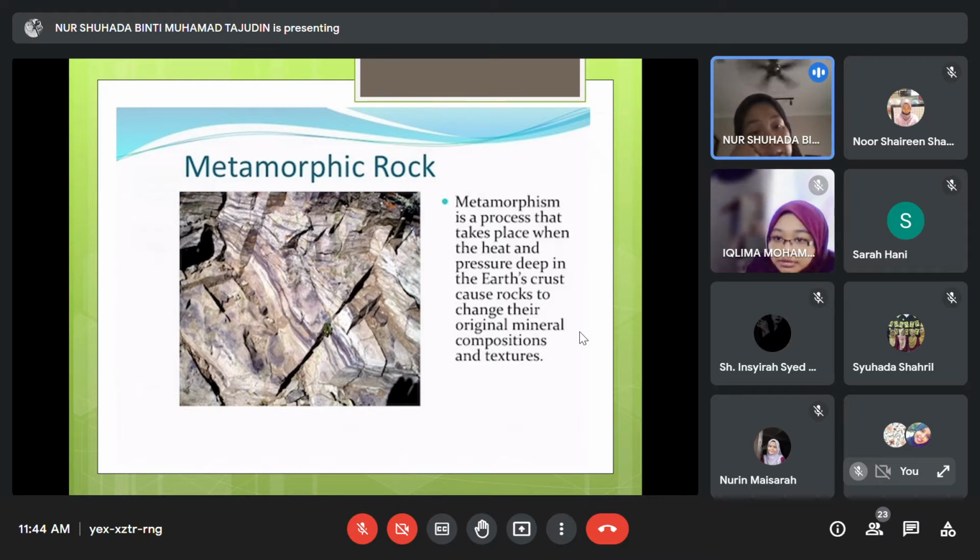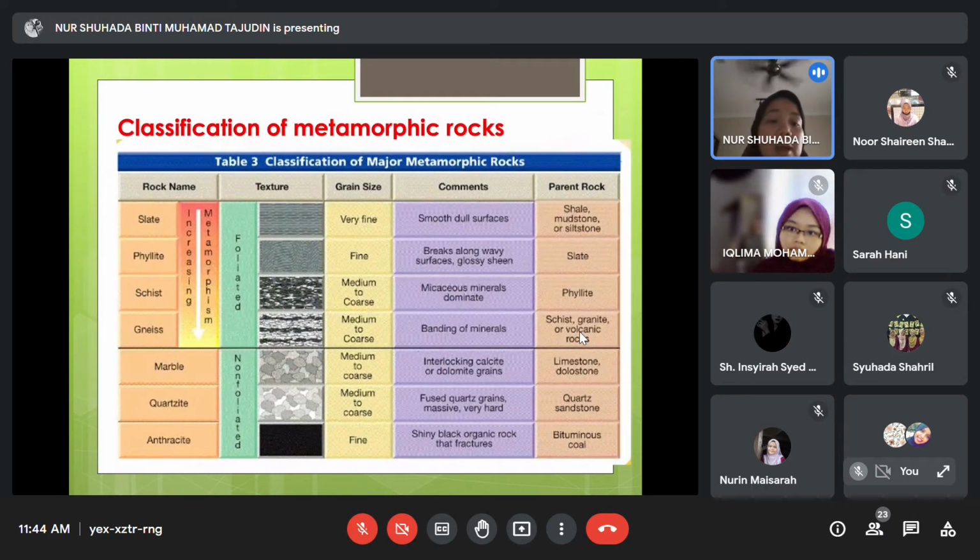Okay, so this metamorphic rock is a rock that undergoes a process that takes place when the heat and pressure deep in the earth crust cause rocks to change their original mineral compositions and texture. That is under pressure and heat also. Okay, so for examples here we have a few types of rock. Okay, for example slate.